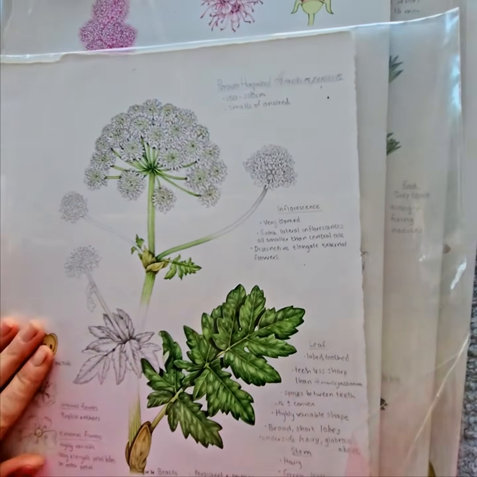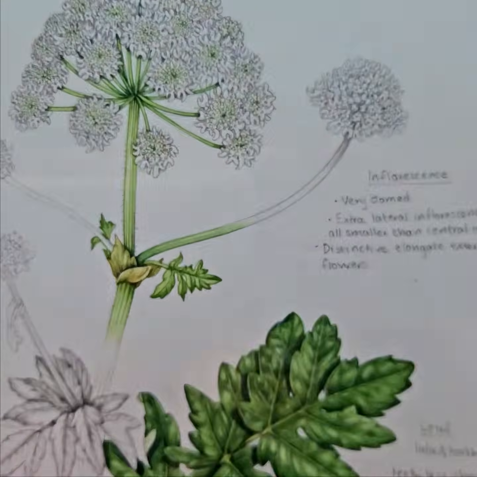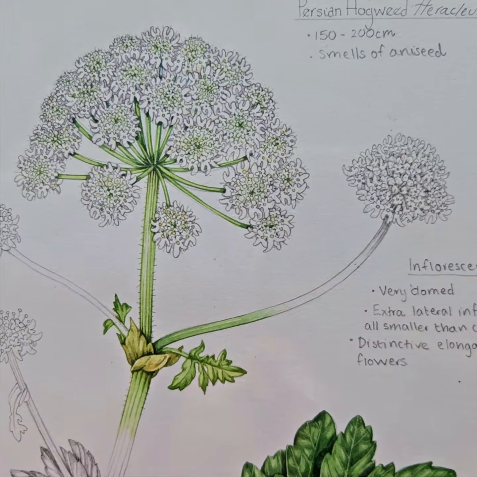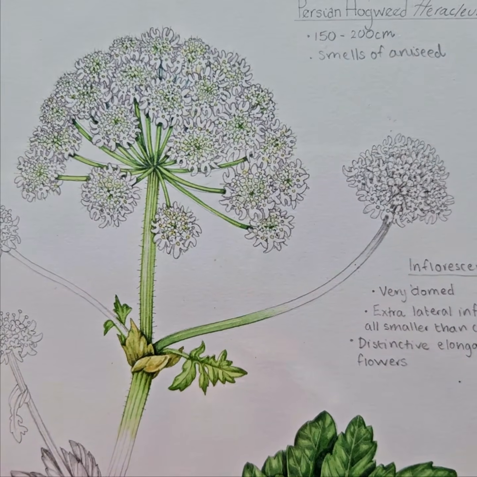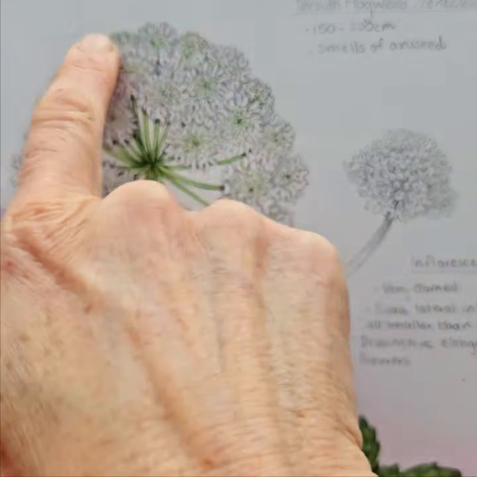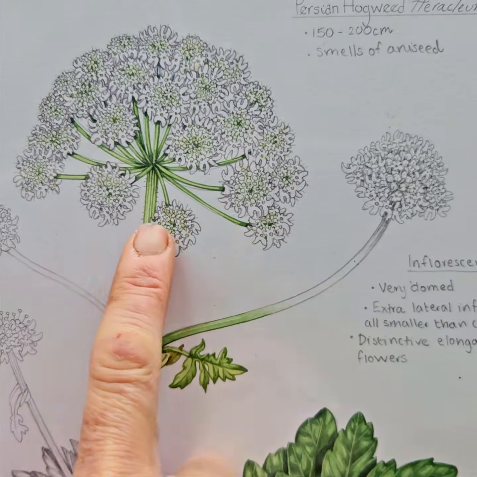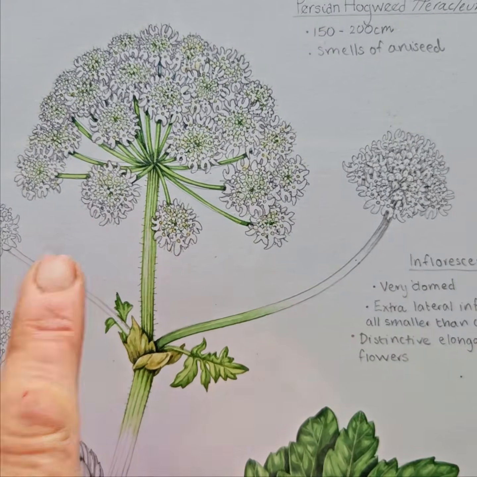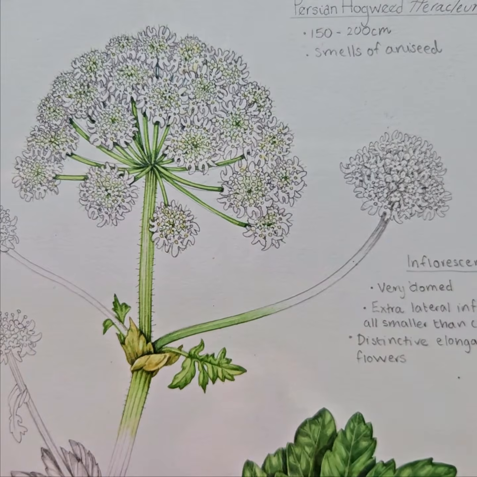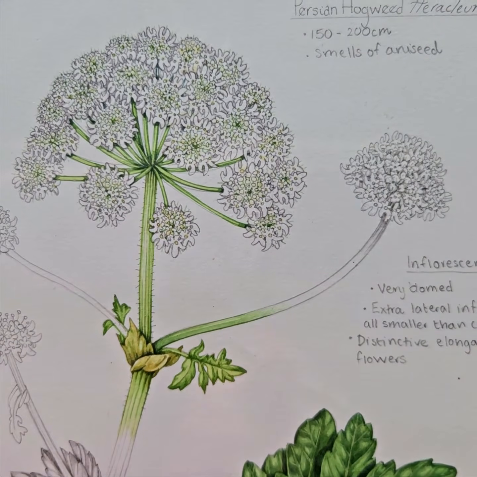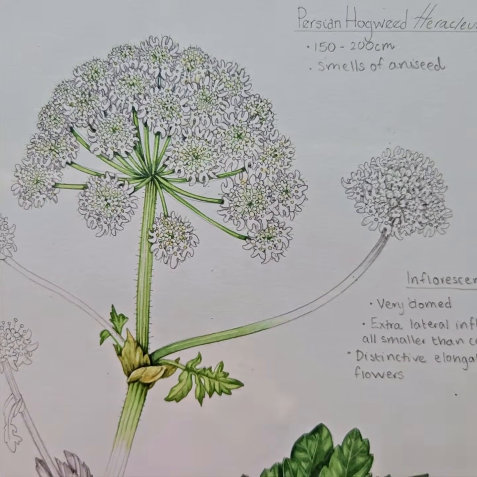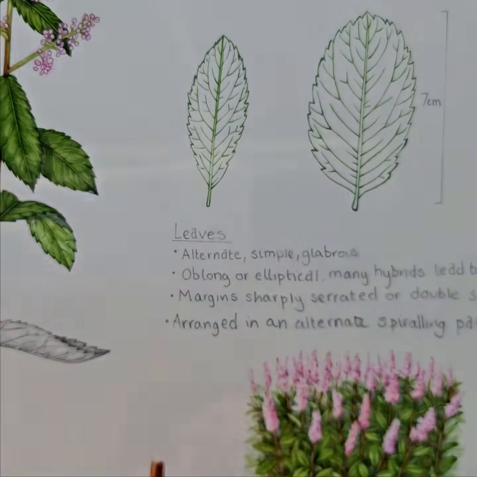Or what about something like the Persian hogweed or the hogweed? So these are the umbellifers again, the Apiaceae, the cow parsley family. The shape of this domed head in this particular species is very, very distinctive. So that makes it possible for you as a botanist or as an observer to know that it's Persian hogweed rather than another hogweed with a less domed inflorescence.